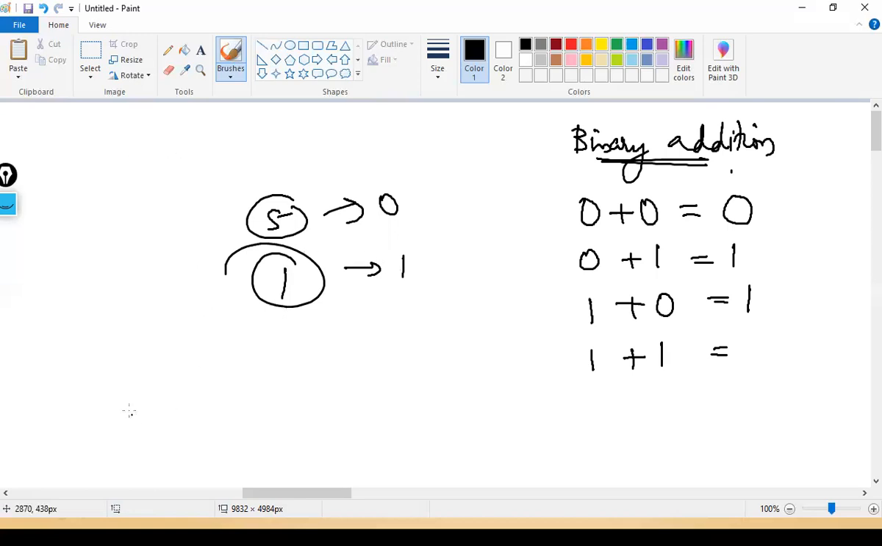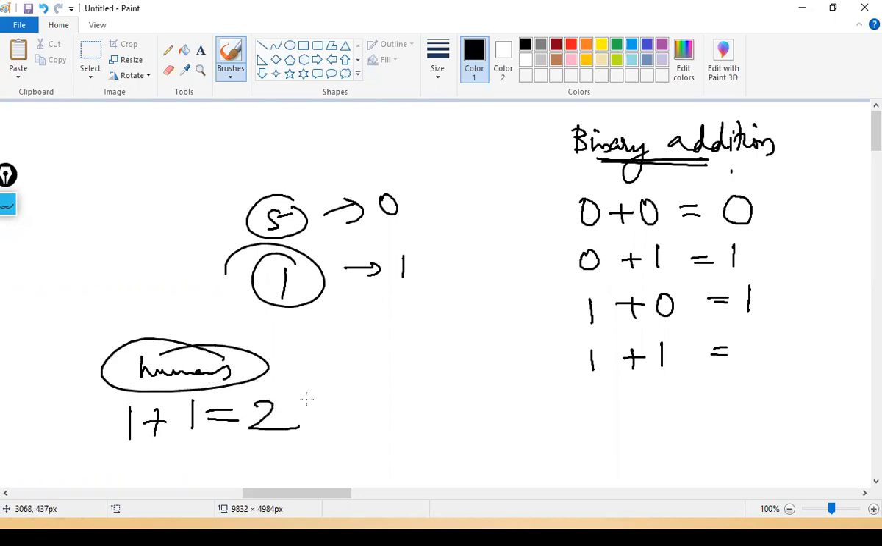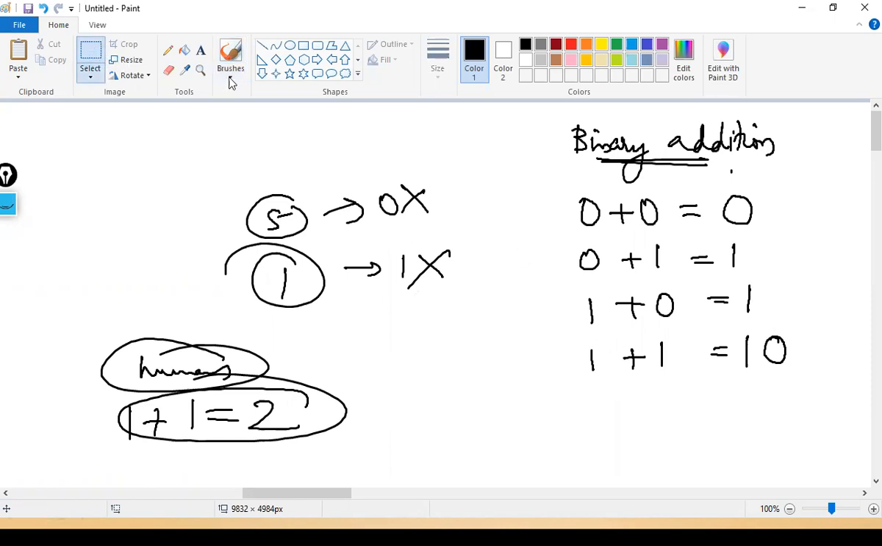Okay, let me tell you. In the decimal format, the decimal that we humans use, what is 1 plus 1? 2. 1 plus 1 is equal to 2. But now in binary addition, 1 plus 1 is not 0, it is not 1. 1 plus 1 is 0 with a carry 1. You will have to mug up only this one: 1 plus 1 is equal to 0 with a carry 1.